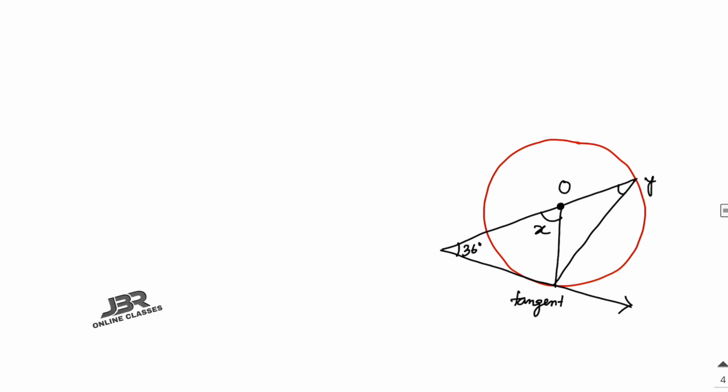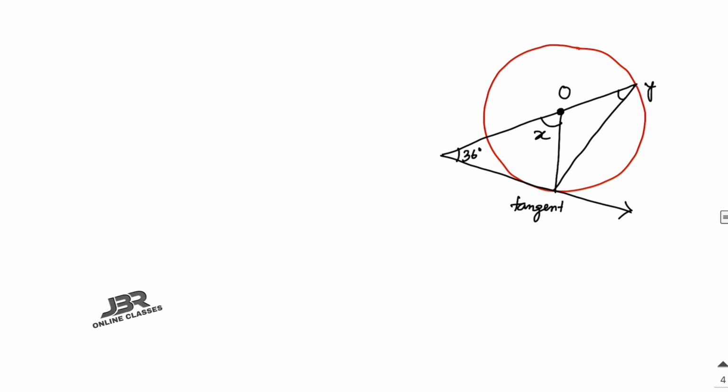Now next one, the last one, sum number 9. Here O is the center, this one equals 36, and you have to find out x and y. As this one is a tangent, definitely this purple angle equals 90 degrees. So you can easily find the value of x. First add 90 plus 36, it's 126, then subtract it from 180, so x equals 54 degrees.